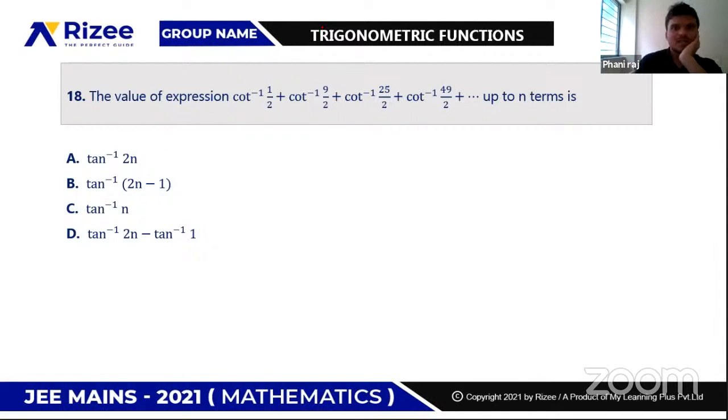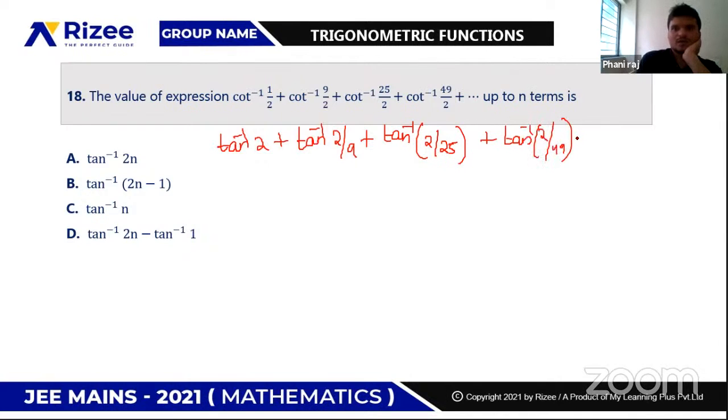Yeah. And one more thing, this is really an important question, cot inverse of this thing. So identifying the pattern is crucial to solving such problems. First we will write entirely in terms of tan because we are well versed with the formulas of tan. So this is the same as tan inverse of 2 plus tan inverse of 2 by 9 plus tan inverse of 2 by 49, and so on. Now you see, this is the same as tan inverse of 2 by, the r-th term, 2r plus 2, 2r minus 1. This is what you are asked.